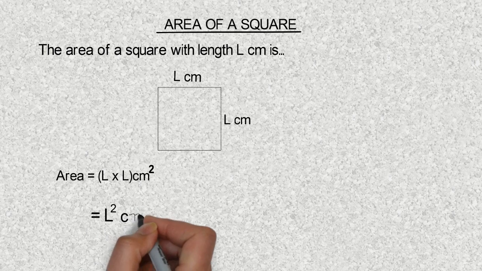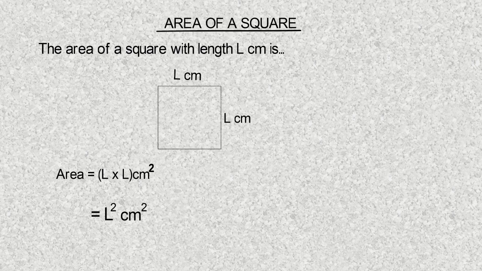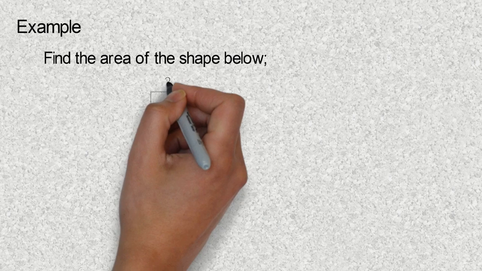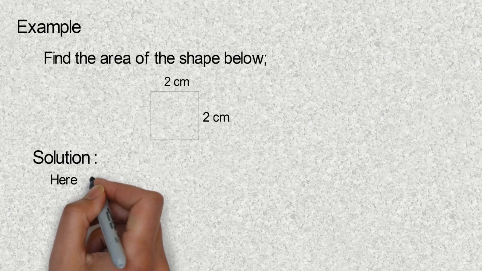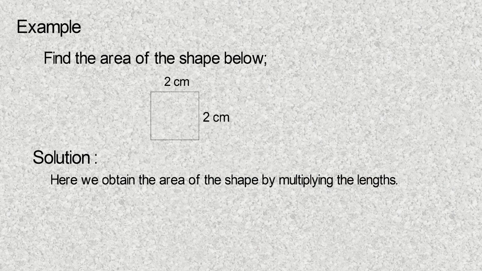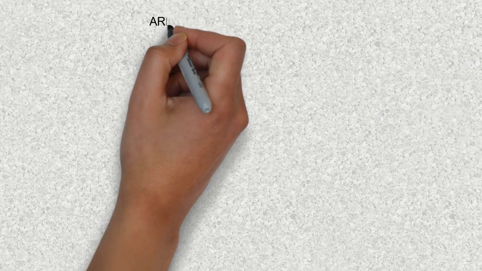The unit of area is always in centimeter squared, kilometer squared, meter squared, depending on the unit of measure you are given. So example, find the area of the shape below. You have a square which is 2 by 2 centimeter. So how do we find the area? So solution here, we obtain the area of the shape by multiplying the lengths, that is L by L, which is 2 centimeter multiplied by 2 centimeter, which will give us 4 centimeter squared. I hope you understand that the area of a square is length times length, which will give us 2 by 2 centimeter squared, which is equal to 4 centimeter squared, as we have solved.